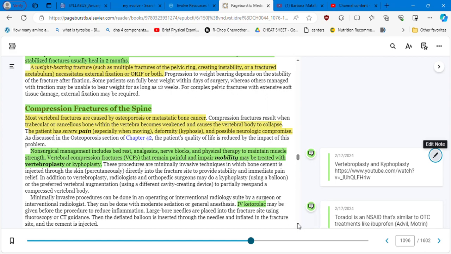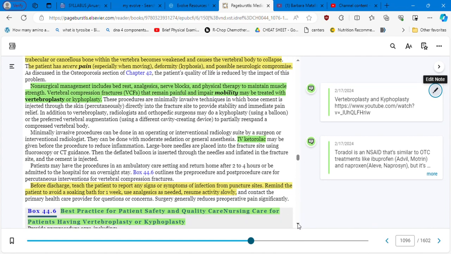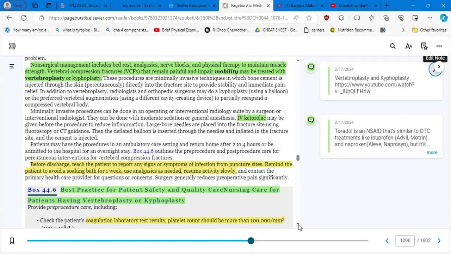Okay, so what happens is that the patient is going to get IV ketorolac, as we learned in other procedures. The procedure is done in the ambulatory care setting and the patient returns home after 2 to 4 hours, or is admitted to the hospital for an overnight stay. Before discharge, teach the patient to report any signs and symptoms of infection from punctured sites. Remind the patient to avoid a soaking bath for 1 week. Use analgesics as needed and resume activity slowly.